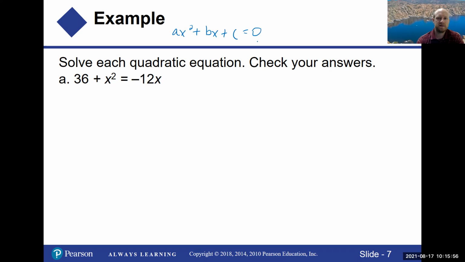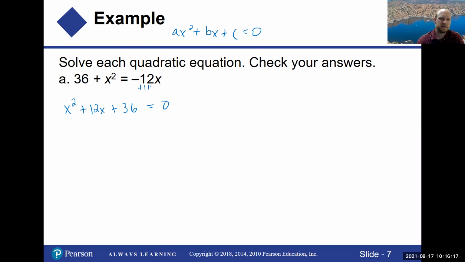Okay, so everything on the left, 0 on the right. Well, x squared and 36 are already over here. So I'm going to write it in order, x squared. If I want to move -12x to this side, I'm going to add it, right? So it's going to become plus 12x. And then plus 36, since this was positive, equals 0.